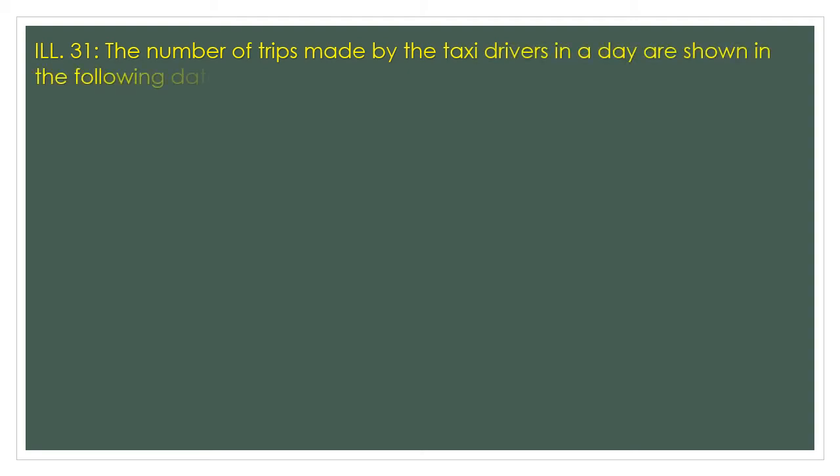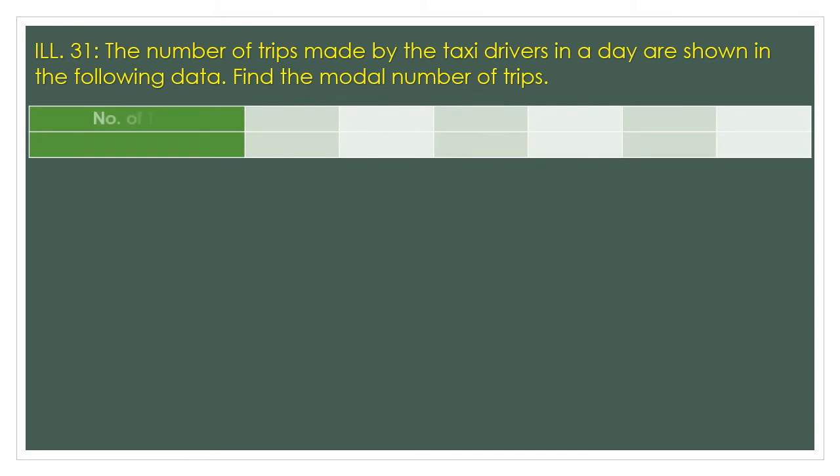Moving on to the illustration 31. The number of trips made by a taxi driver in a day are shown in the following data. Find the modal number of trips. Okay, so the table is given, number of trips, number of drivers. So trips is the x: 1, 2, 4, 5, 6 and 7, and the number of drivers are 3, 7, 4, 7, 2, 1. Now what we have to do is we have to check out the frequency, which is the maximum in the data.